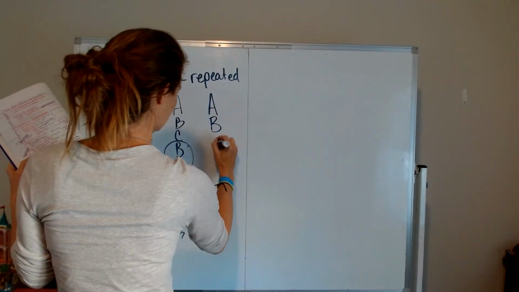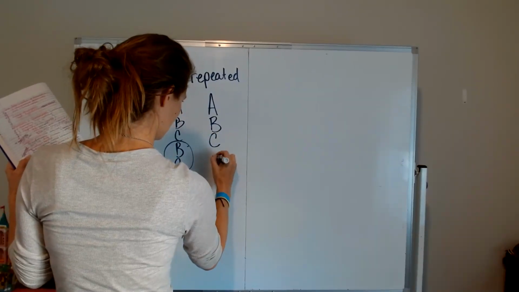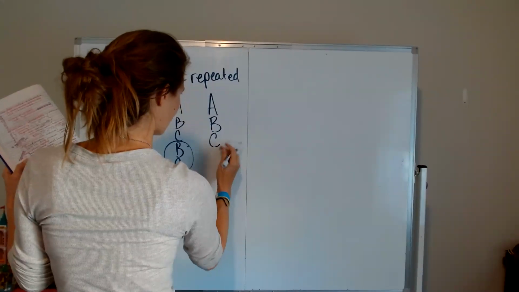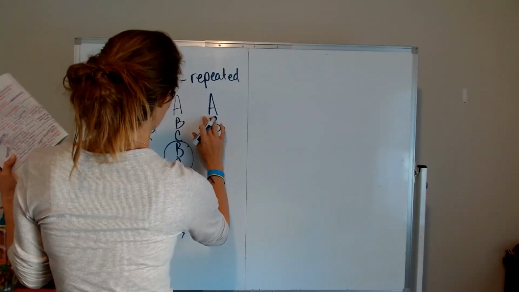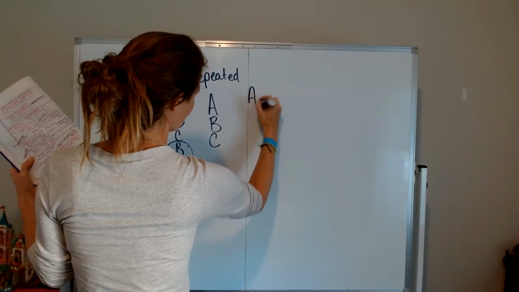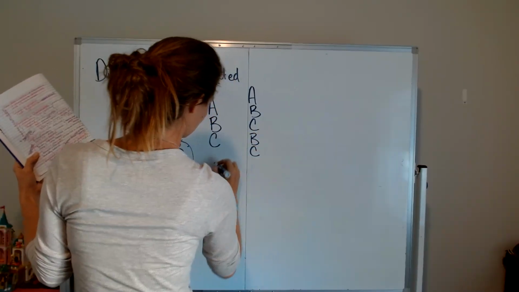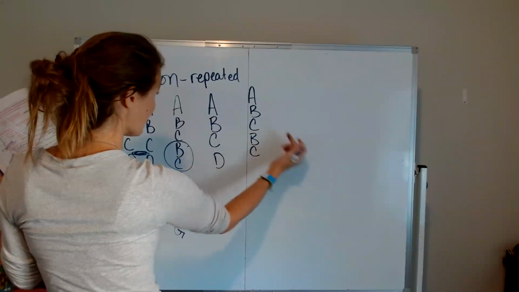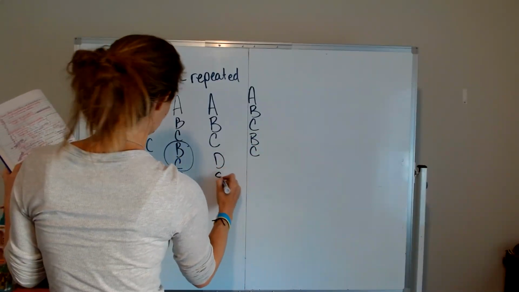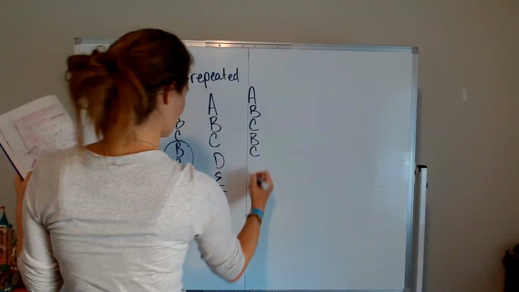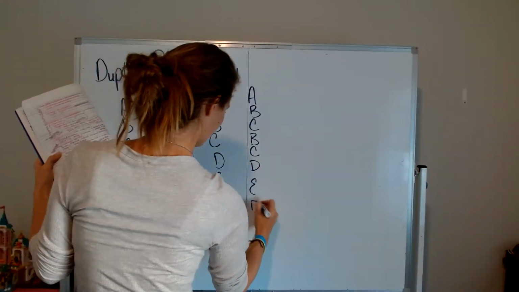A, B, C, then you would have it move like this area. Duplication moves to A, B, C, B, C, okay, D, or even another chromosome. It can move to another chromosome. E, F, G, D, E, F, G.